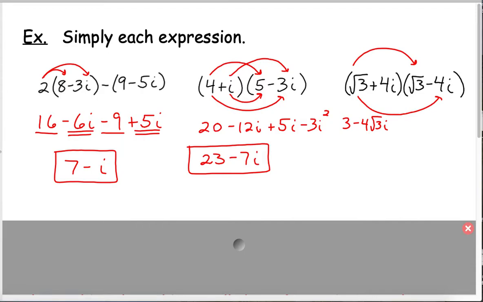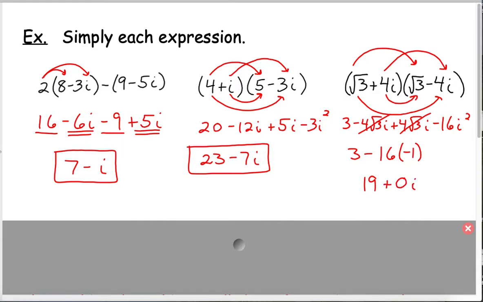All right, so now we have to multiply the 4i. So 4i times root 3 is a positive 4 root 3 i. See, those are going to cancel. And then 4i times negative 4i is negative 16i squared. So those middle terms cancel out, and we get 3 minus 16 times i squared, but i squared is negative 1, so 3 plus 16 is 19. And if you want, you can write plus 0i, but you don't have to.